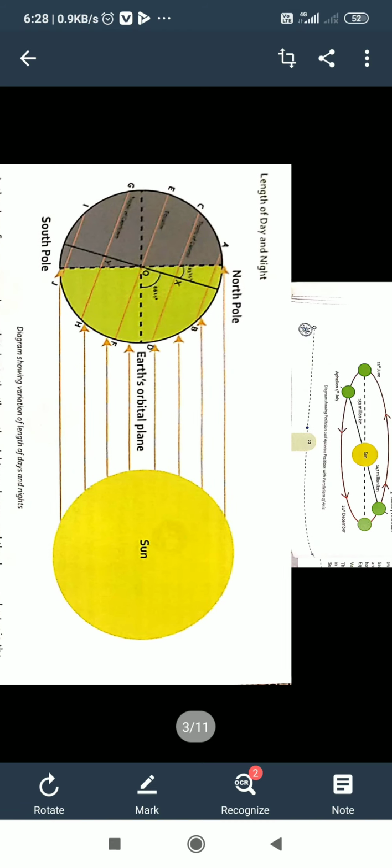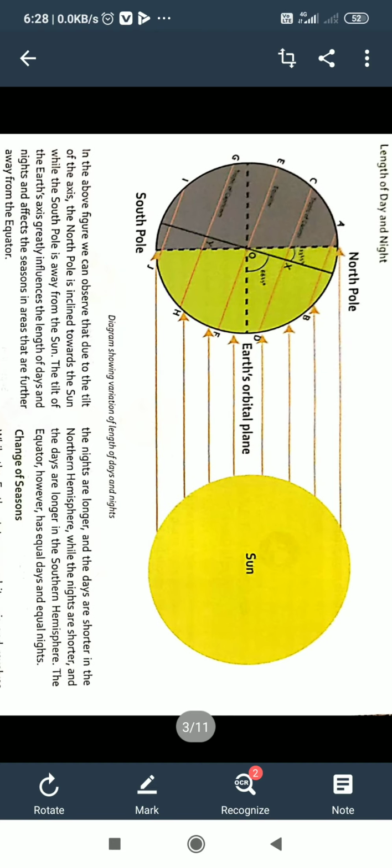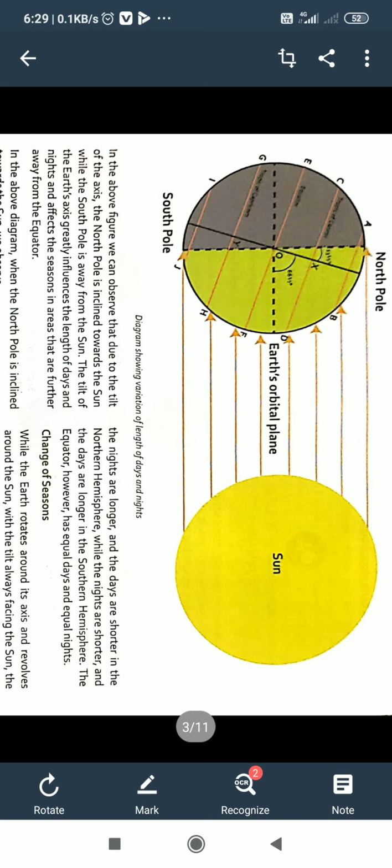With the help of this figure, in the above figure, we see the North Pole, Earth, orbital plane, and Sun. We can observe that due to the tilt of the axis, the North Pole is inclined toward the Sun, while the South Pole is away from the Sun. The tilt of the Earth's axis greatly influences the length of day and night and affects the seasons in areas that are further away from the equator.